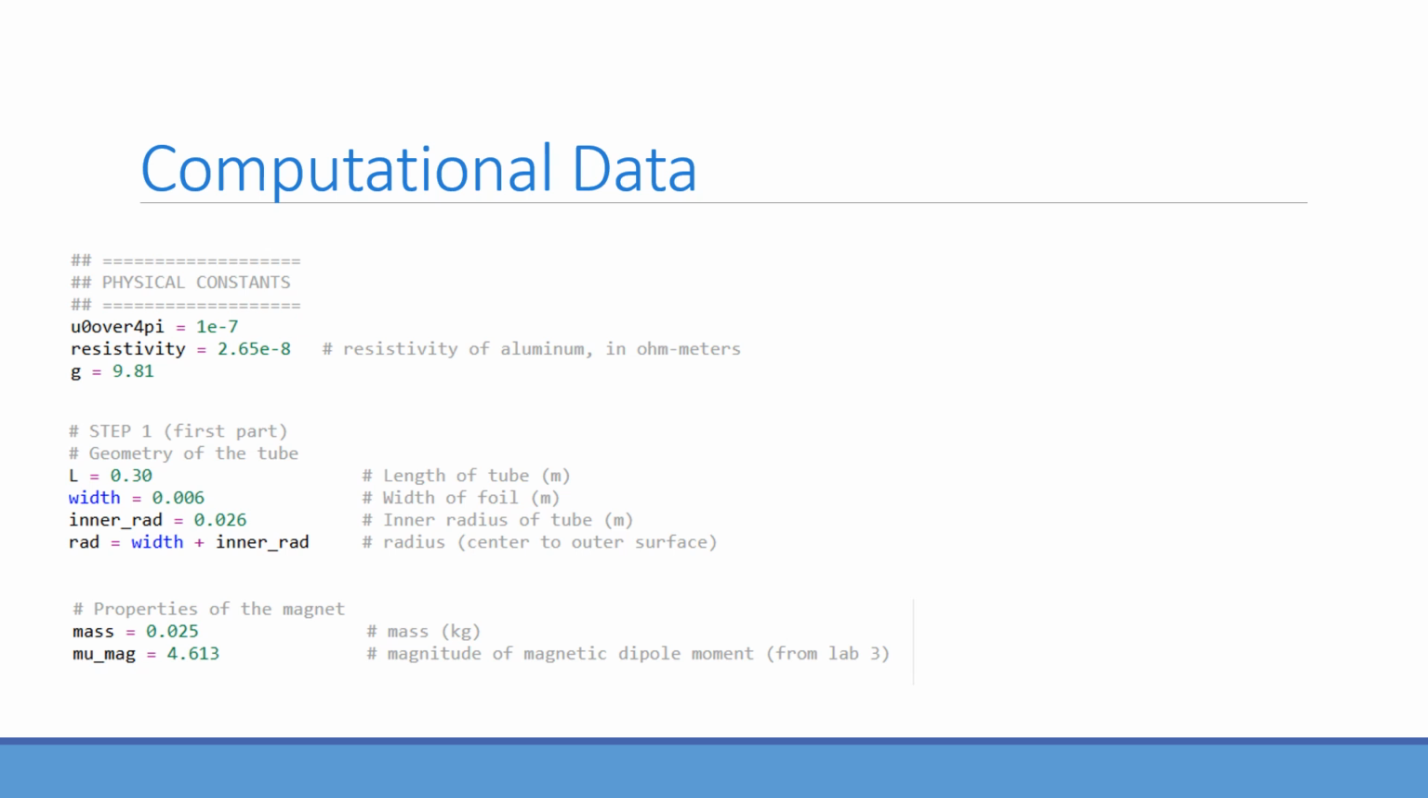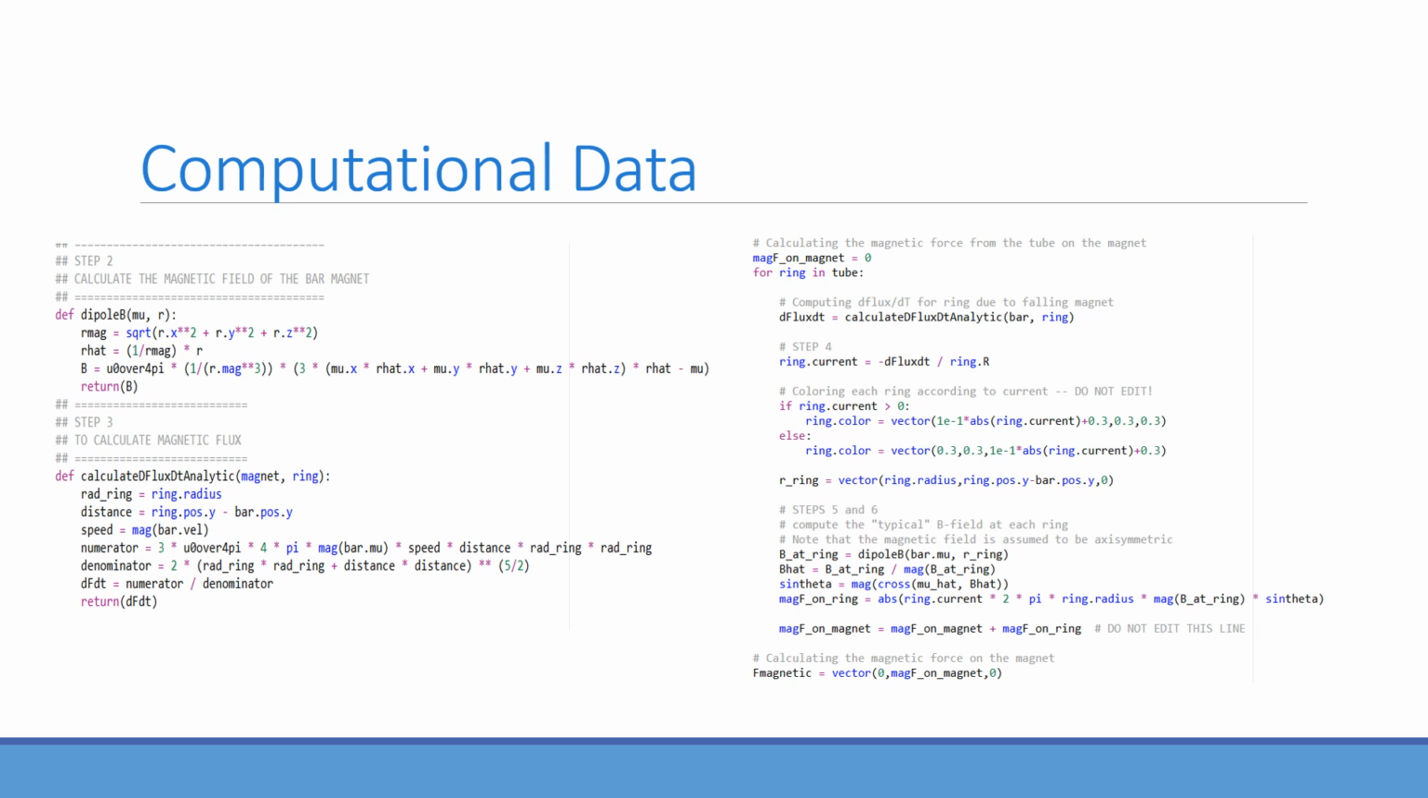So here's the computational model, or at least the first section that has to do with the inputs for mu naught over 4 pi, the resistivity value for aluminum foil, as well as the gravity constant. Additionally, there's the measurements for the tube, as well as the properties of the magnet.